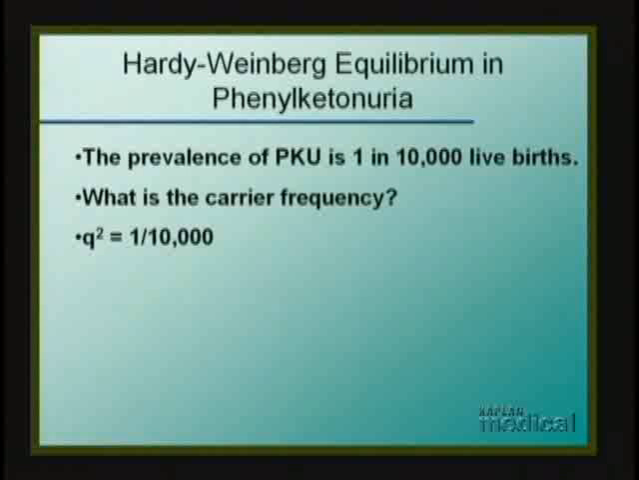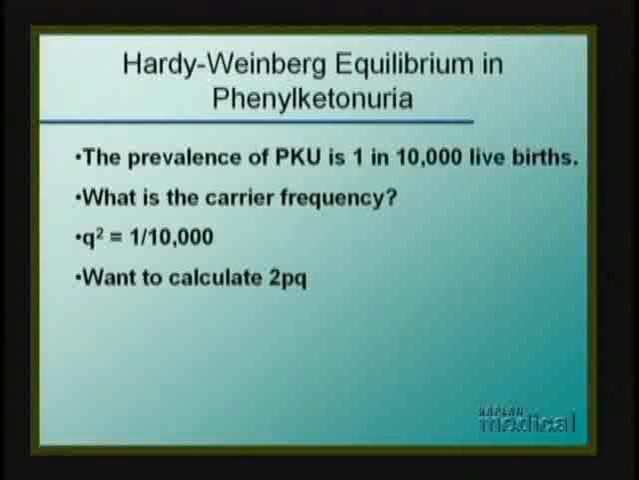So in this example, prevalence of PKU is 1 in 10,000 births. That tells you the frequency of the homozygous mutant people in the population, which you will remember is q squared. So in this, they have given us q squared, which is 1 divided by 10,000. They are asking us to calculate the carrier frequency, which is 2pq. So we know q squared, we want to calculate 2pq.